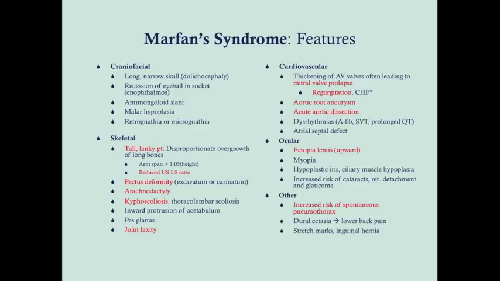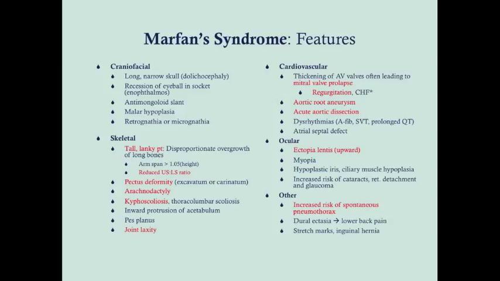Dysrhythmias can come up. Usually it's just a prolongation of the cardiac cycle in general. They can have a prolonged QT interval. They can also go into atrial fibrillation and SVT. Some of these patients will also have an atrial septal defect, which is usually, again, asymptomatic.